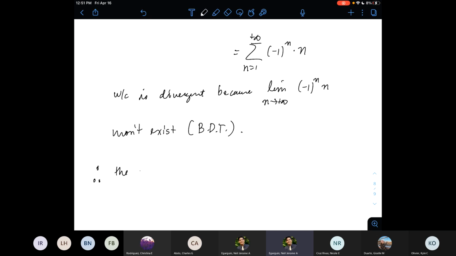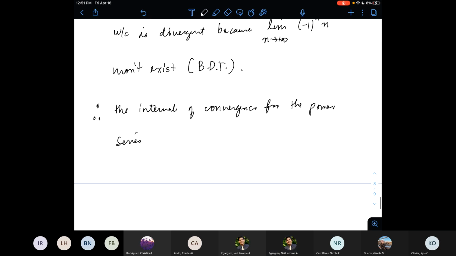So the interval of convergence for the power series is the open interval -7 to 1.